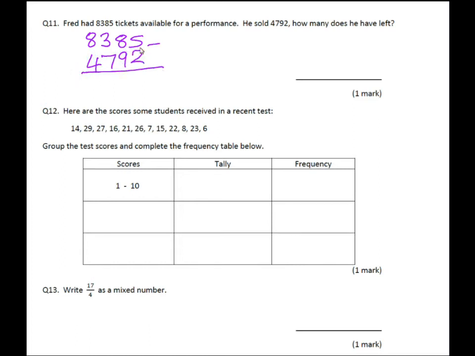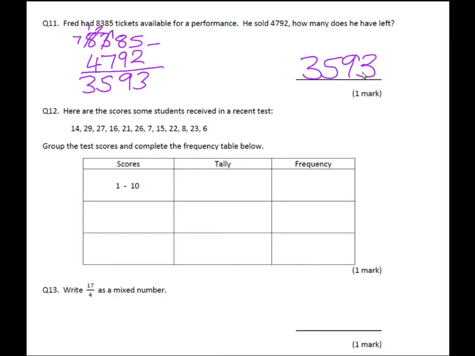So 2 from 5 is 3, 9 from 8 doesn't go, so we borrow 1. 9 from 18 is 9, 7 from 2 doesn't go, we borrow 1, 7 from 12 is 5, and 4 from 7 is 3. So 3, 5, 9, 3 on the answer line for 1 mark.